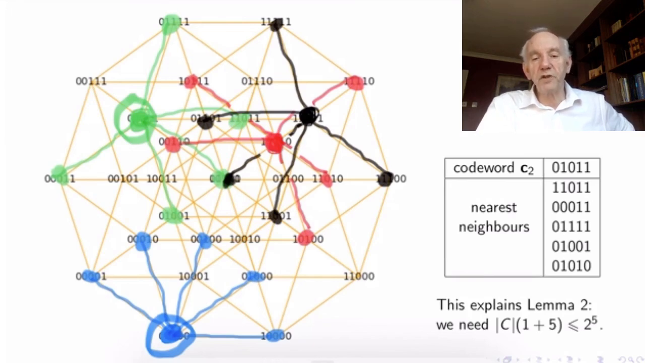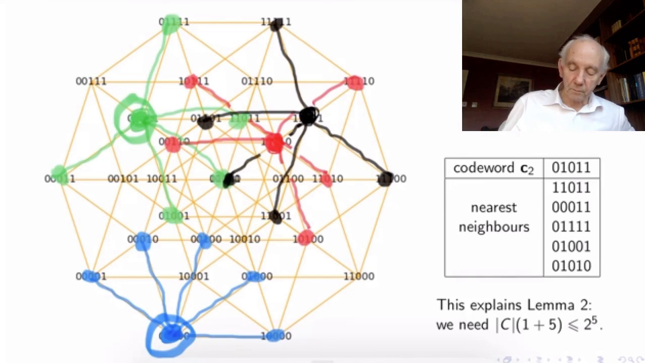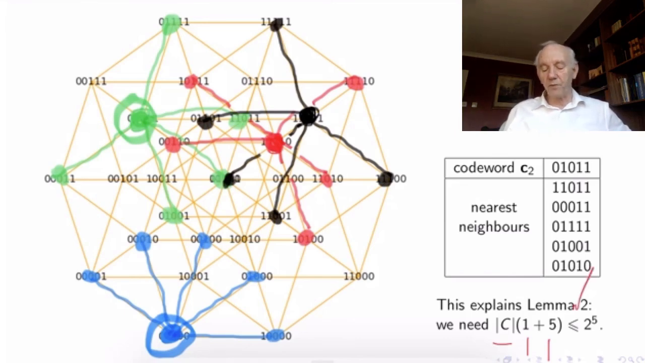And this picture also explains lemma 2 in the special case in which E is 1, because we have the number of code words, which here is 4, times the code word itself plus everything you can get by changing 1 bit. So that gives a total of 6. So 6 times 4 is 24. That is less than or equal to 32. That has to be the case.